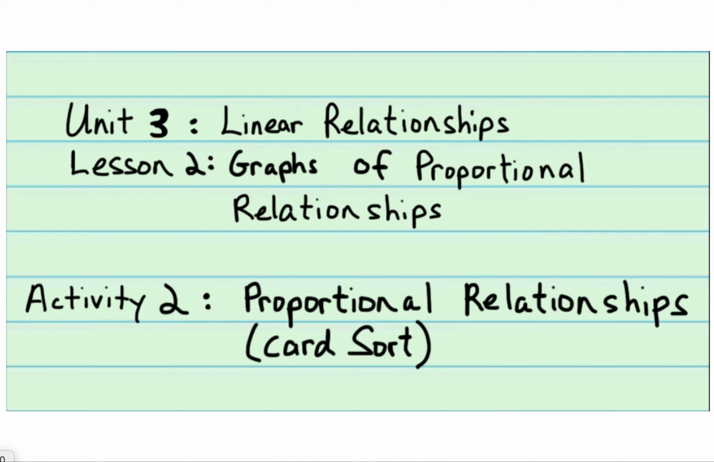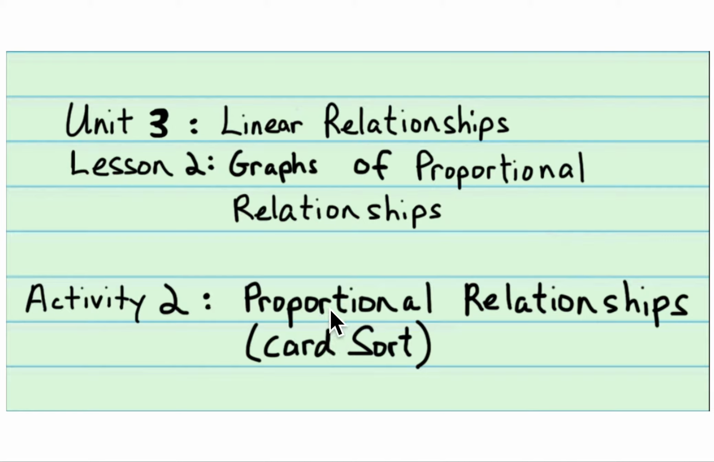Okay, this is Unit 3, Lesson 2. Unit 3 is linear relationships. Lesson 2 is graphs of proportional relationships. So when you see proportional relationships, think about the line, the linear relationship, that goes through the origin, 0, 0. And this activity is a card sort.